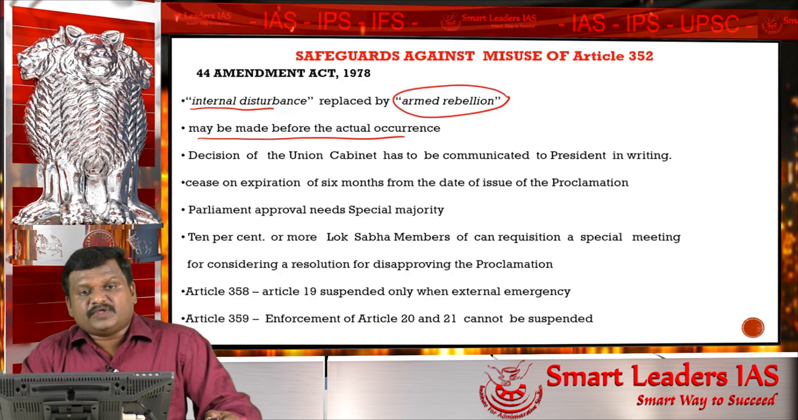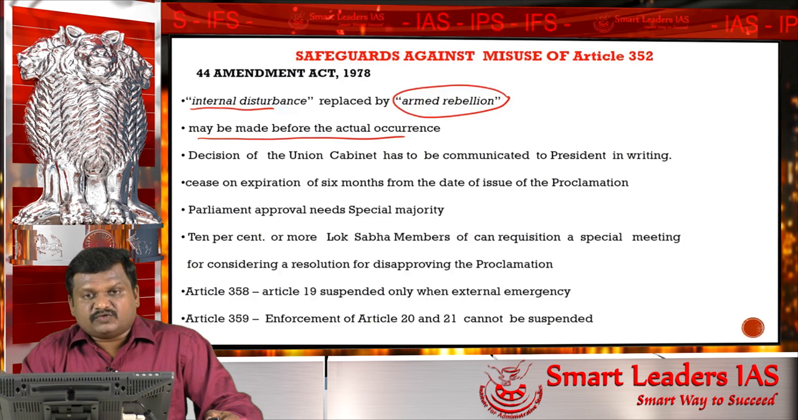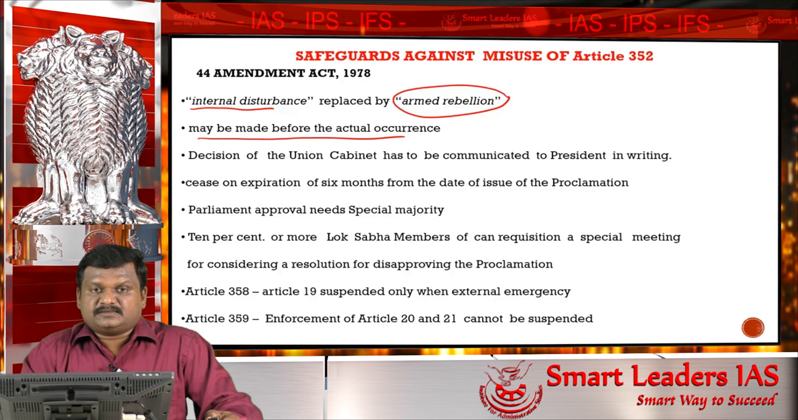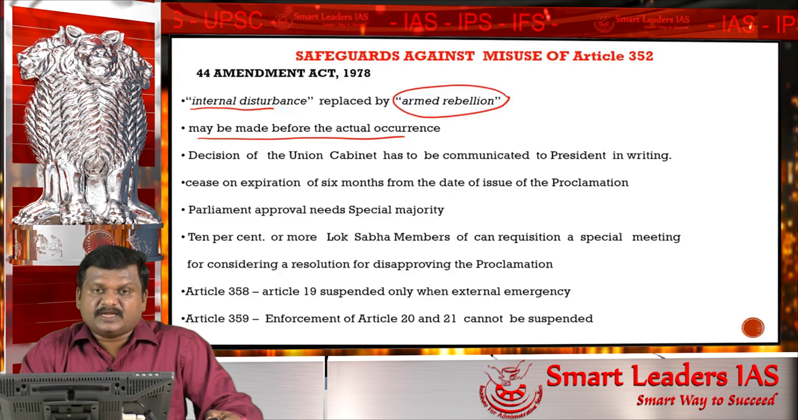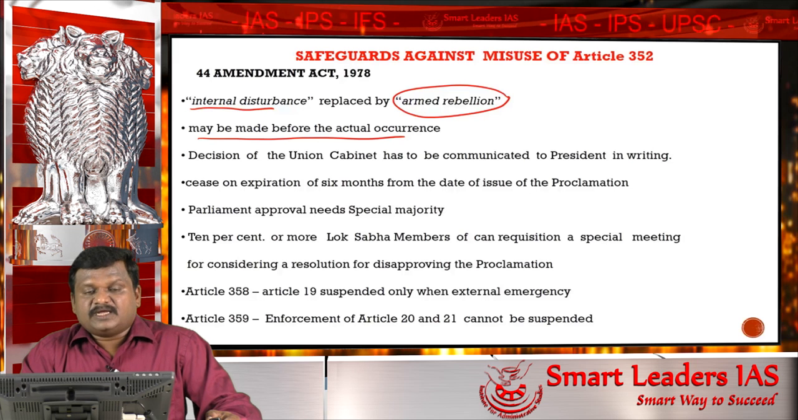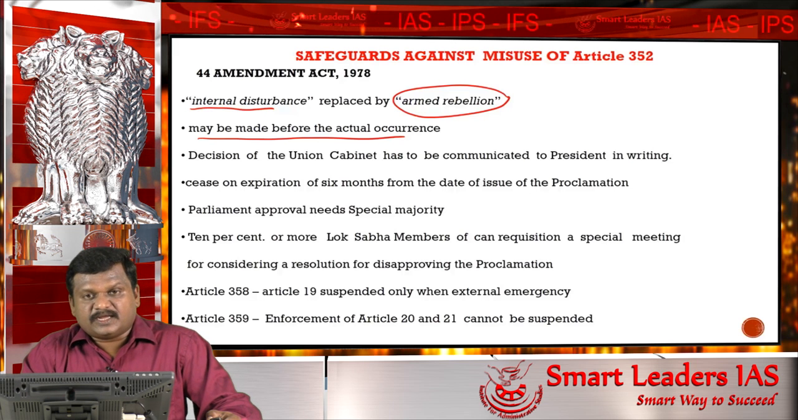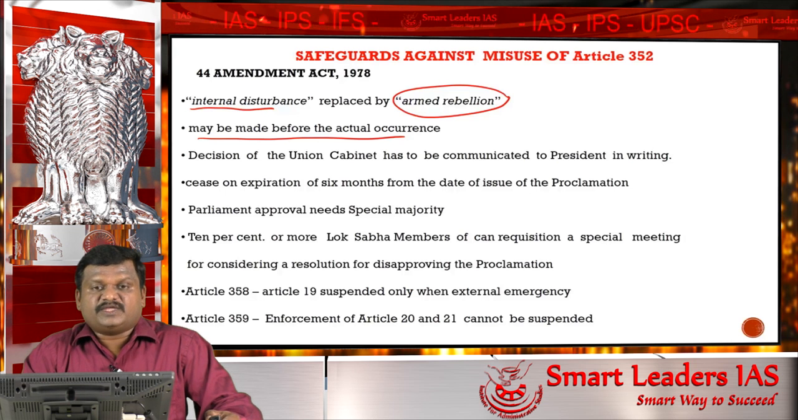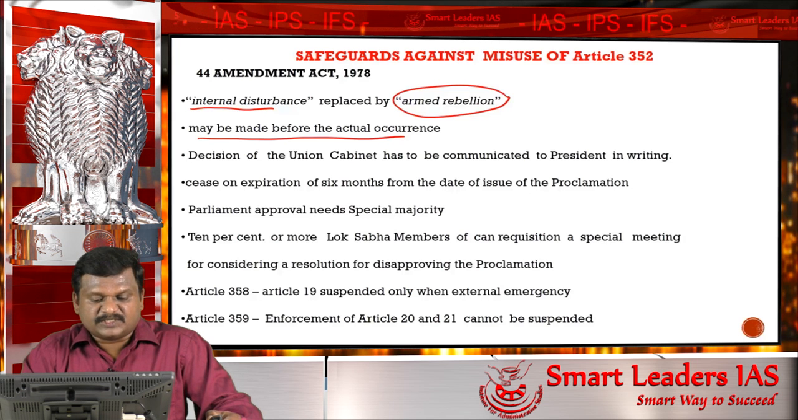The decision of the Union Cabinet will have to be given to the President in writing, because in 1975 Mrs. Indira Gandhi advised the President to declare national emergency even without consultation of the Cabinet. So written advice of the Cabinet is needed for imposition of national emergency.